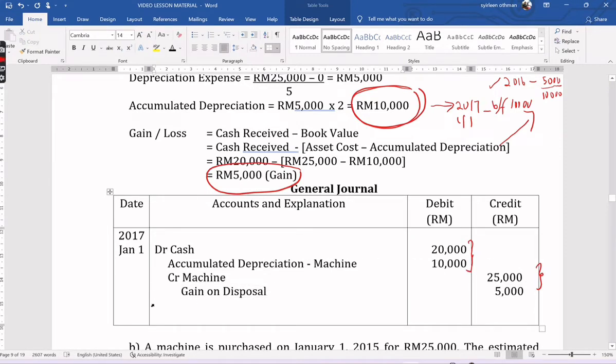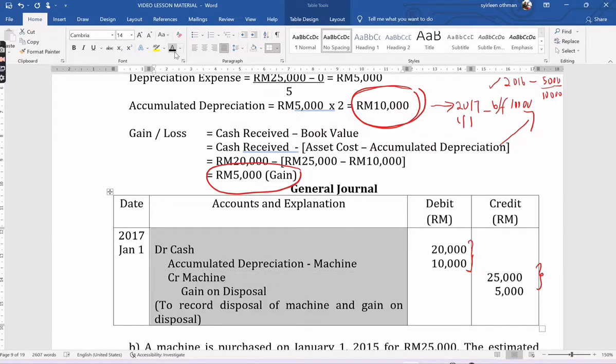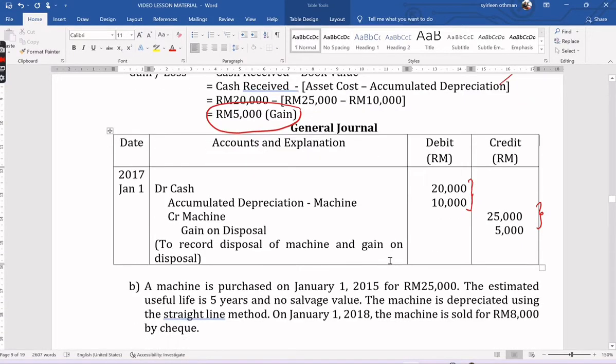It means when I dispose of this asset by selling it at a price of 20,000, I get a gain on disposal of 5,000 ringgit. That will be my gain on disposal. Alright, we look at B.